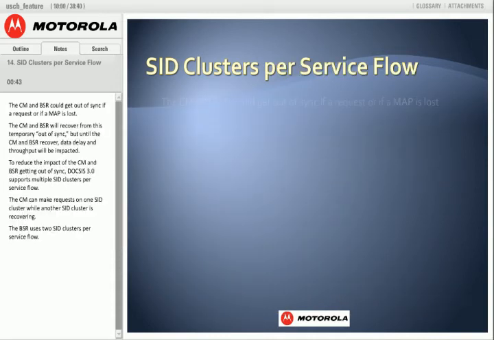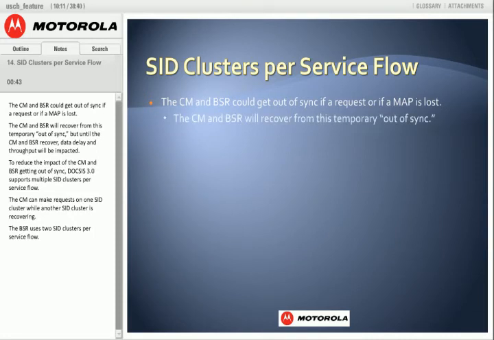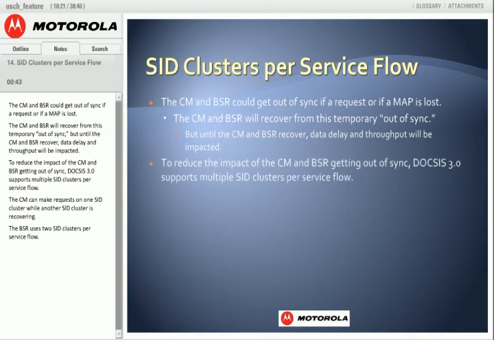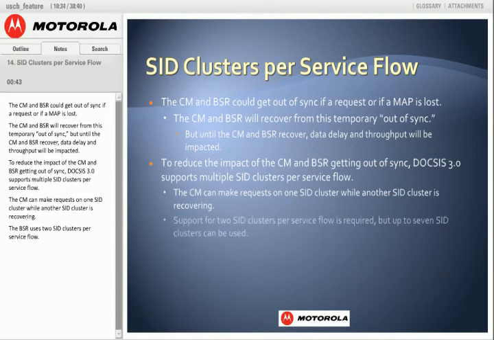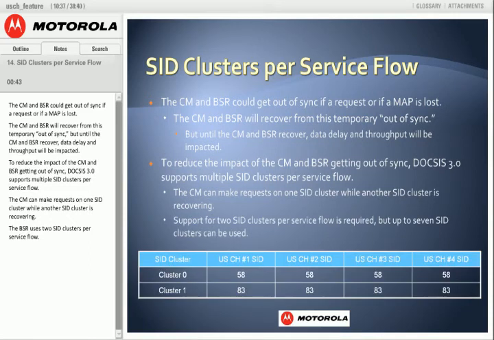SID clusters per service flow. The cable modem and BSR could get out of sync if a request or a map is lost. The cable modem and BSR will recover from this temporary out of sync, but until they recover, data delay and throughput will be impacted. To reduce the impact of the cable modem and BSR getting out of sync, DOCSIS 3.0 supports multiple SID clusters per service flow. The cable modem can make requests on one SID cluster while another SID cluster is recovering. The BSR uses 2 SID clusters per service flow.